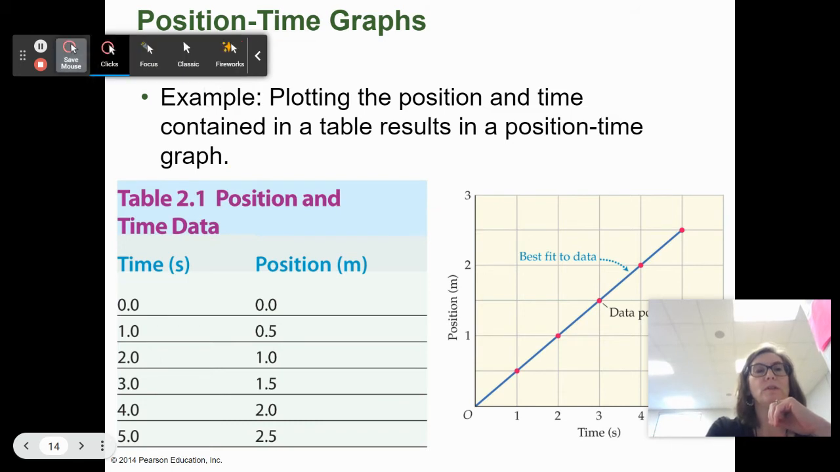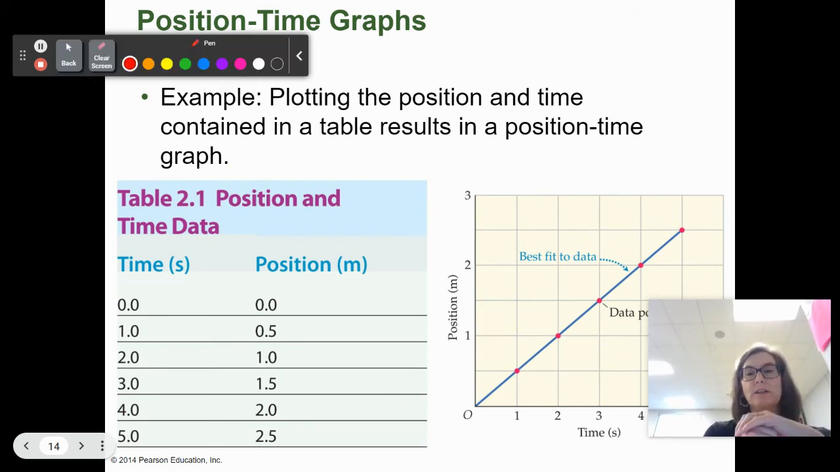So here is our example of that. Here's our data in table form, and then we simply plot it. And again, time is going to go on the x-axis, position is going to go on the y-axis. And we can look at that graph and get a lot of valuable information. We can see that it's a direct relationship, it's a straight line plot, a linear plot. And so that means it's a linear relationship between position and time.